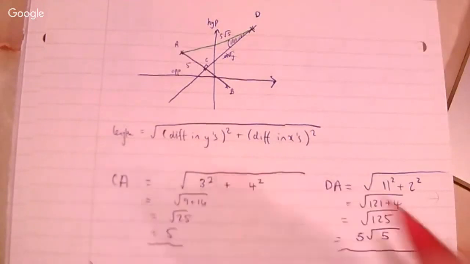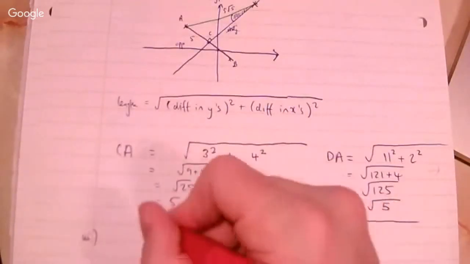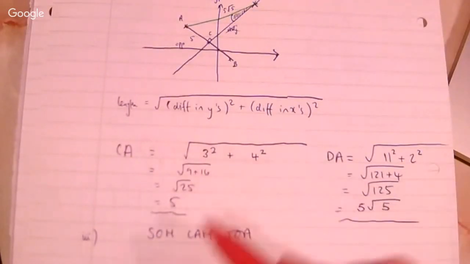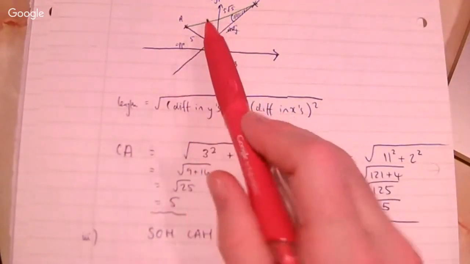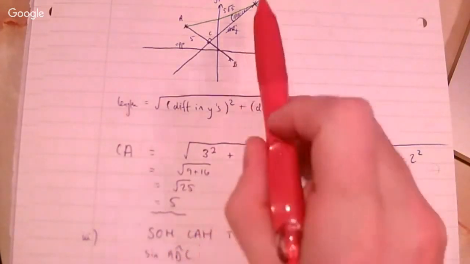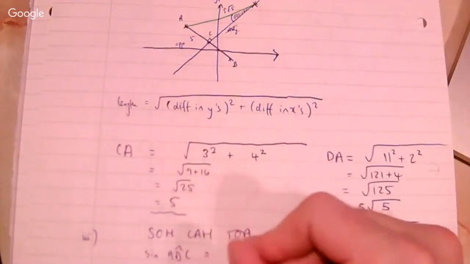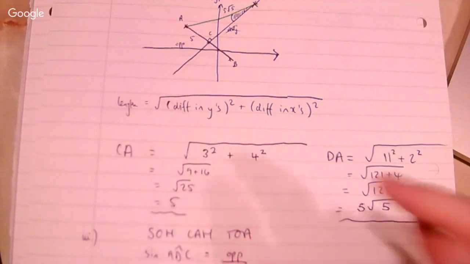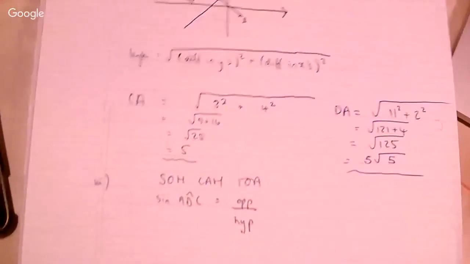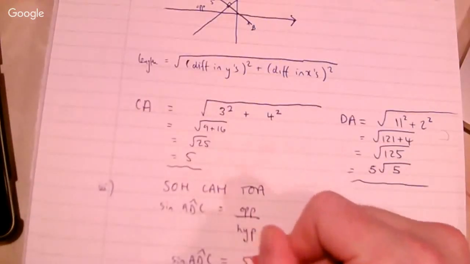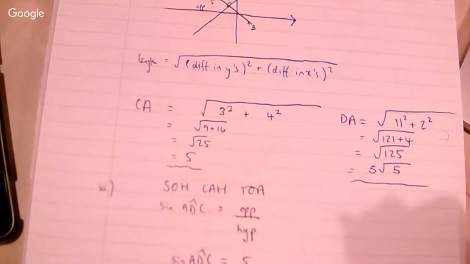So using, let me just show you what I'm doing, using SOH CAH TOA, because I've got the opposite here and the hypotenuse here, I know that the sine of ADC, basically that angle there, would be equal to the opposite divided by the hypotenuse. And I know, because I've already worked it out, what the lengths of those things are. So sine ADC is equal to the opposite, so that's 5 over 5 root 5.